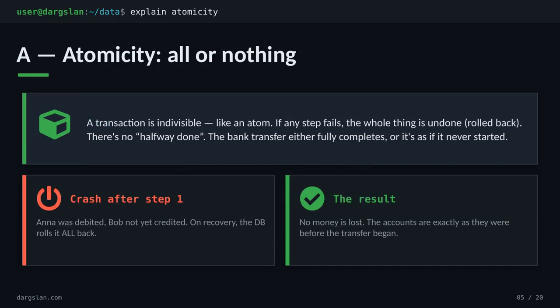Let's start with the A, atomicity. Think of a transaction as a single atom. It can't be split. Either every step succeeds or none of them do. Picture our bank transfer crashing right after Anna's account is debited, but before Bob is credited. That money hasn't vanished. On recovery, the database rolls everything back, and it's as if the transfer never happened.